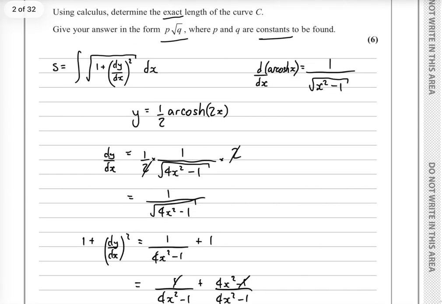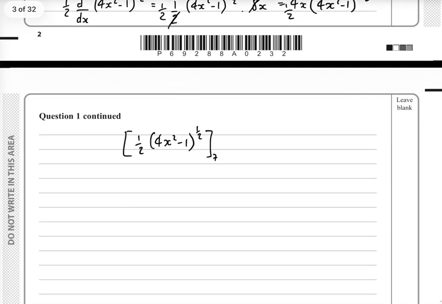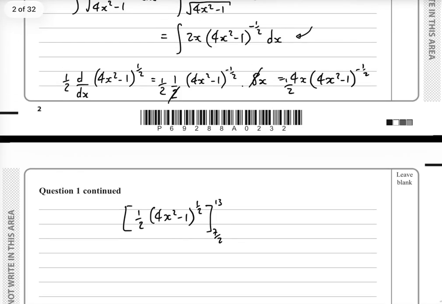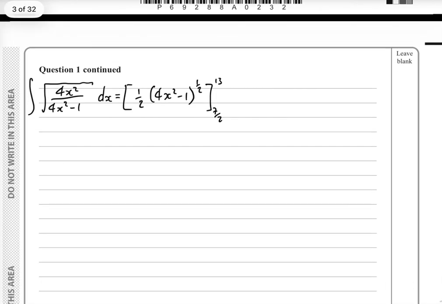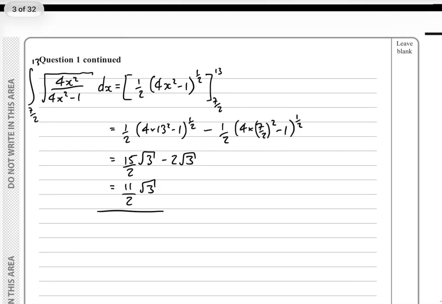Then we need a plus c unless we've got limits, which we do, 7/2 to 13. And this has come from this integral here. That gives me a half 4 times 13 squared minus 1 square rooted minus a half 4 times 7/2 squared minus 1 square rooted. Putting that on my calculator, I get 15/2 root 3 minus 2 root 3, which is 11/2 square root of 3. That's the end of question number 1.